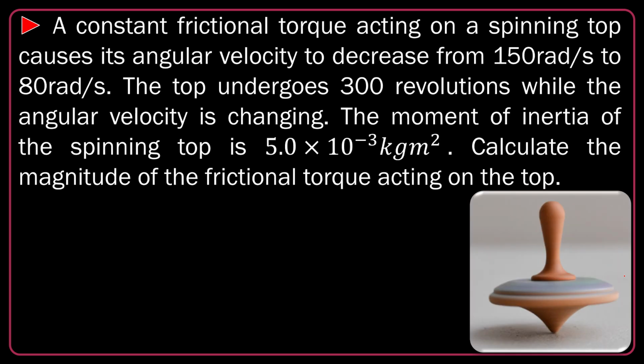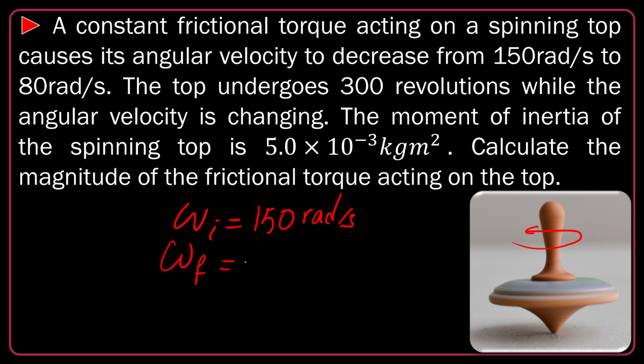The other question. A constant frictional torque acting on a spinning top causes its angular velocity to decrease from 150 radians per second to 80. So at the beginning, we spin this spinning top to the maximum we can, initial omega 150 radians per second. Due to the friction, it will decrease and decrease to a final omega of 80 radians per second. Okay, the top undergoes 300 revolutions while the angular velocity is changing.